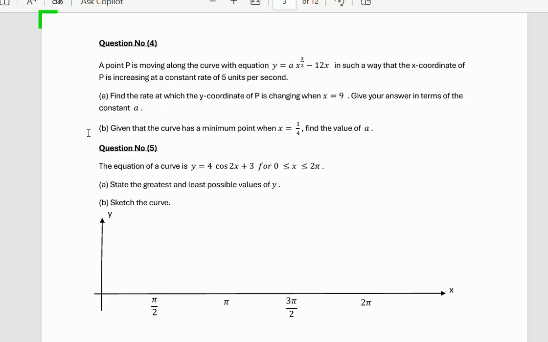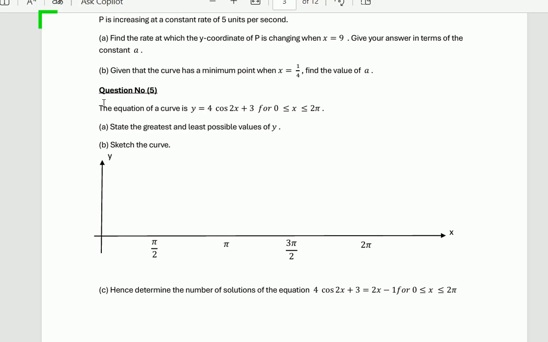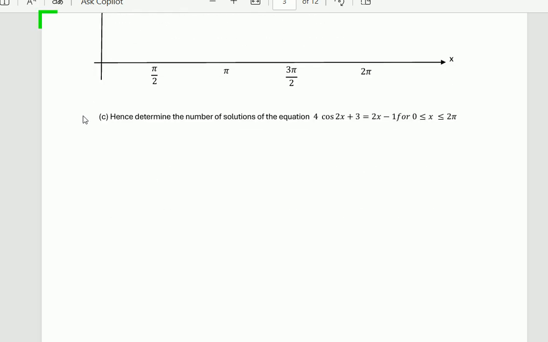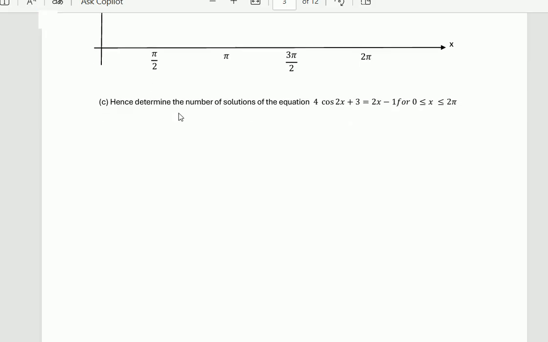For question number 5, the equation of the curve is y equal to 4 cos 2x plus 3 for 0 less than or equal to x less than or equal to 2 pi. State the greatest and least possible values of y. Part B, sketch the curve. Part C, hence determine the number of solutions of the equation 4 cos 2x plus 3 equal to 2x minus 1 for 0 less than or equal to x less than or equal to 2 pi.